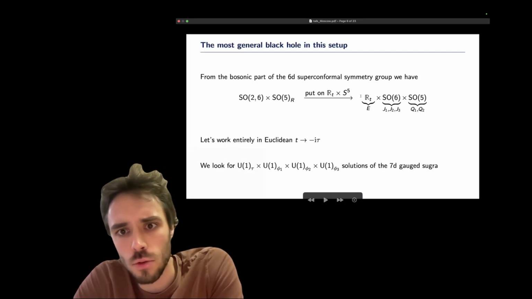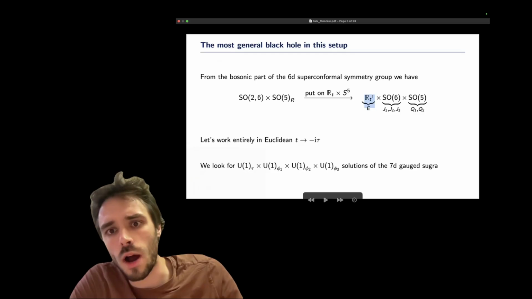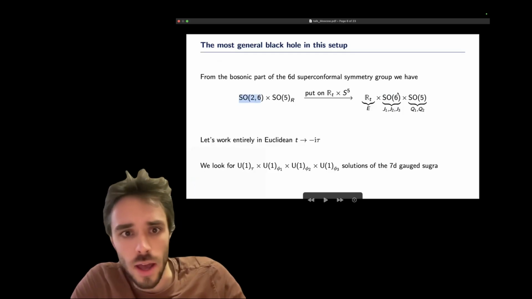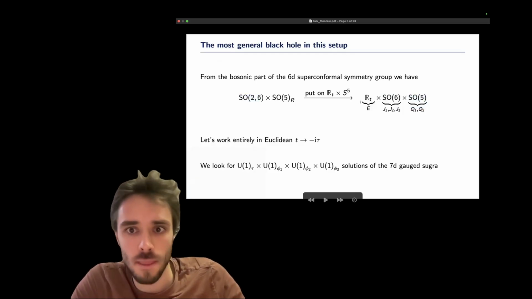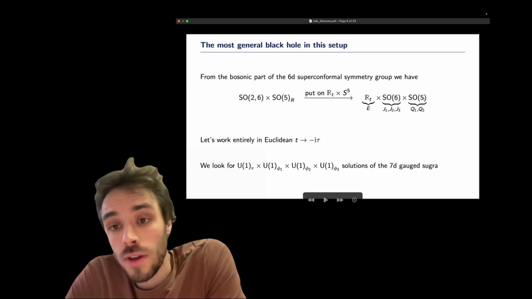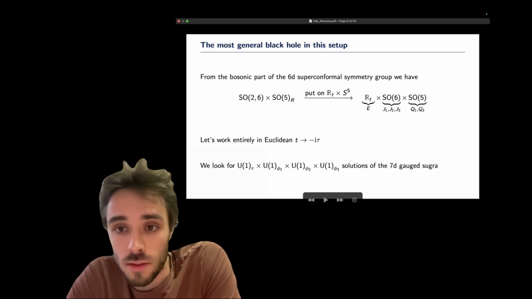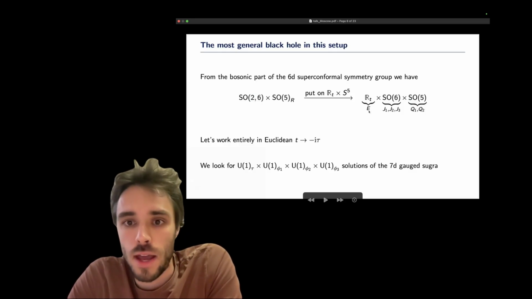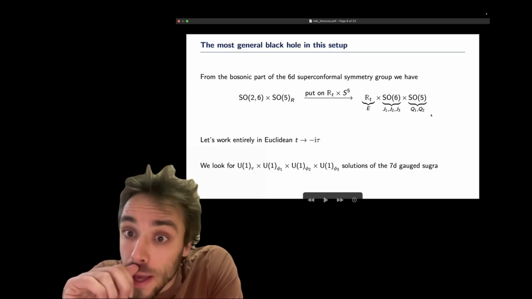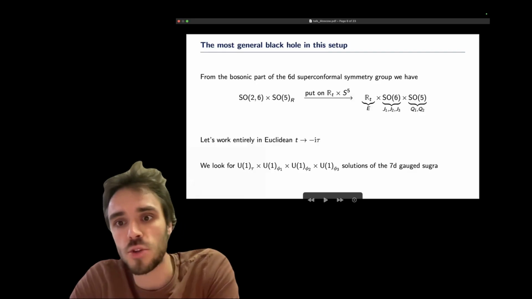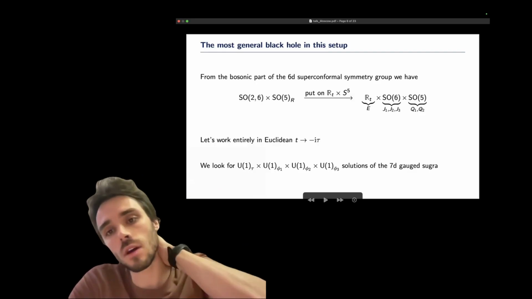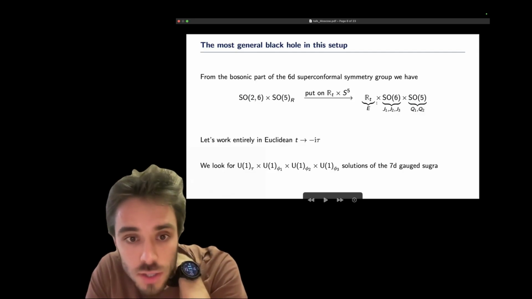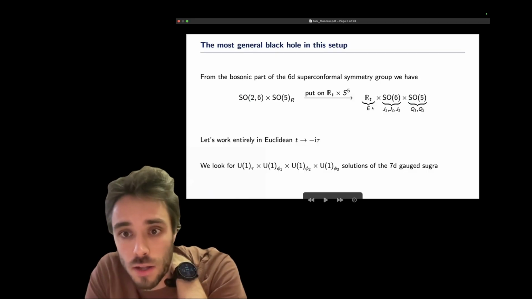This group breaks to the following: R, then SO6 coming from here, and the SO5 coming from the R symmetry. Now, SO5 has Cartan U1 to the power 2, and SO6 has Cartan U1 to the power 3. And then I count the number of charges I expect, and I get a total of 6 charges: 1 energy, 3 angular momenta, and 2 electric charges. So the most general black hole I should envision in this theory would have all of these distinct from each other.